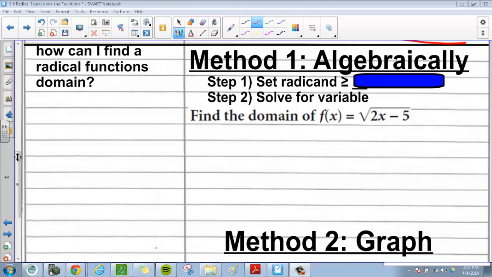Okay, now we want to look into how you can find a radical function's domain. Well, let's first just remember, what is domain? Well, domain represents how far left and how far right something goes. So the set of all x values that make a function true.